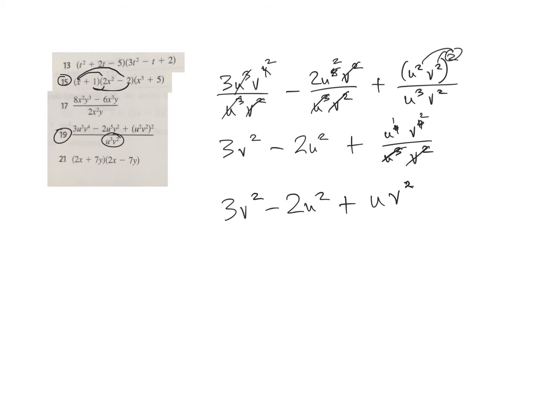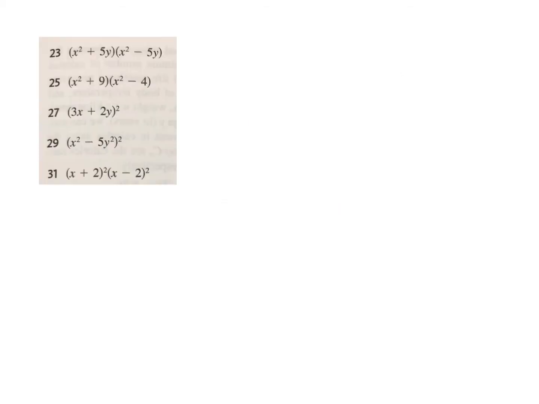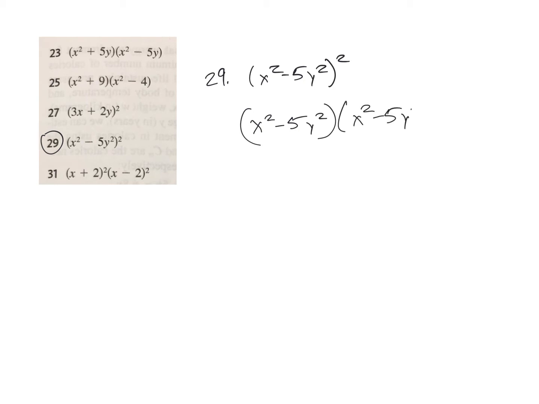All right, let's move on. So let's go with 29. On number 29, we have (x squared minus 5y squared) to the second power. You cannot distribute the exponent through the parentheses. You have a subtraction sign in the problem, so you can't distribute that outside exponent.